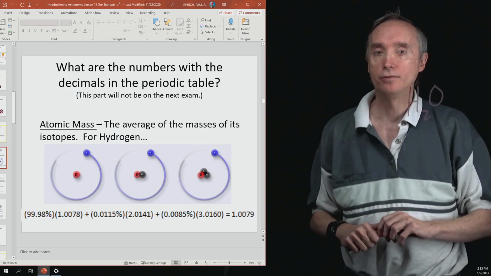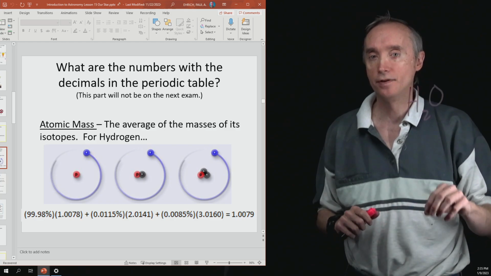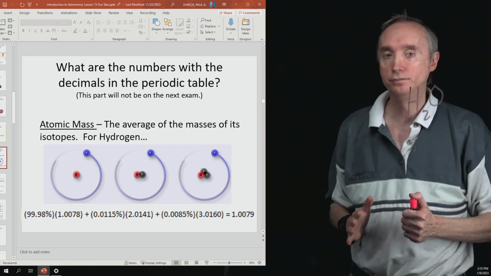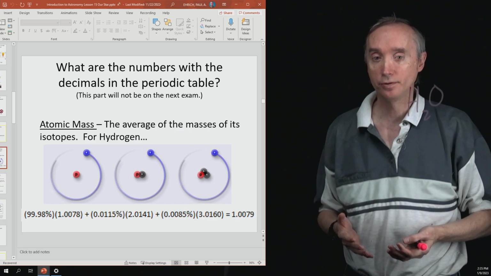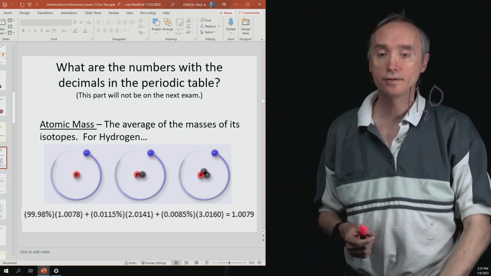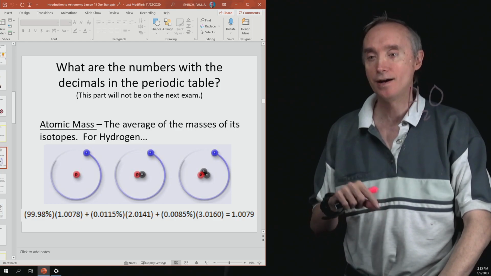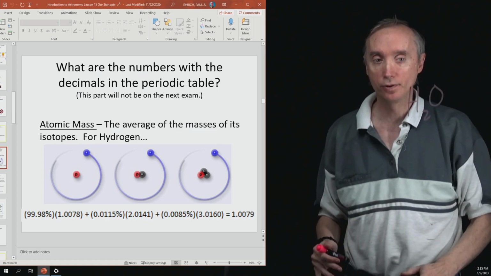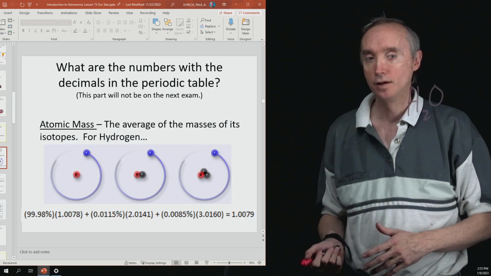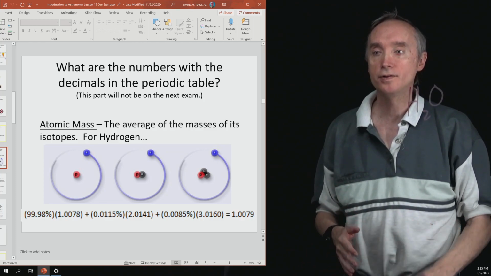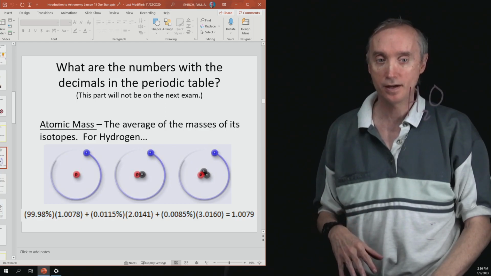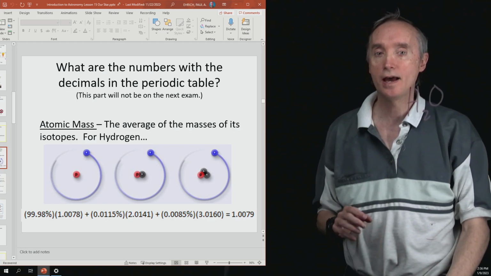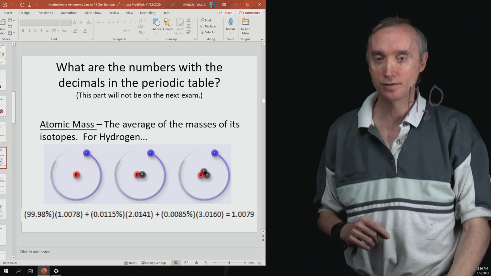I also wanted to point out what the numbers that have the decimals in the periodic table are. If you recall in Unit 1, we talked about the periodic table, and I said you only needed to look at the numbers that did not have decimal points. And those were the atomic numbers. That was all that we were really interested in in Unit 1. Well, now we can understand what the other set of numbers in the periodic table was, the numbers that did have the decimal points. What they represent is the averages of all the different isotopes.